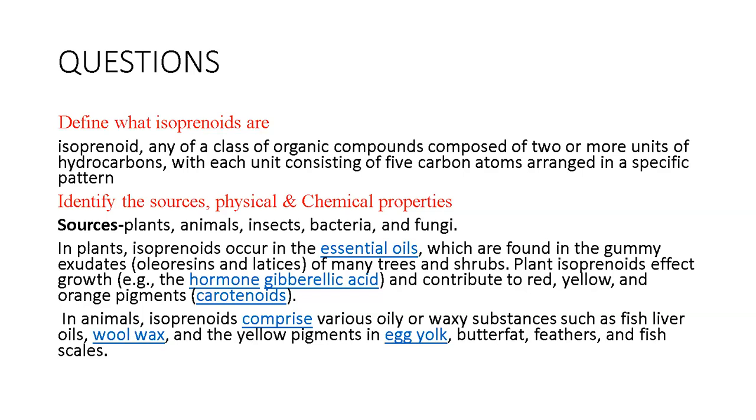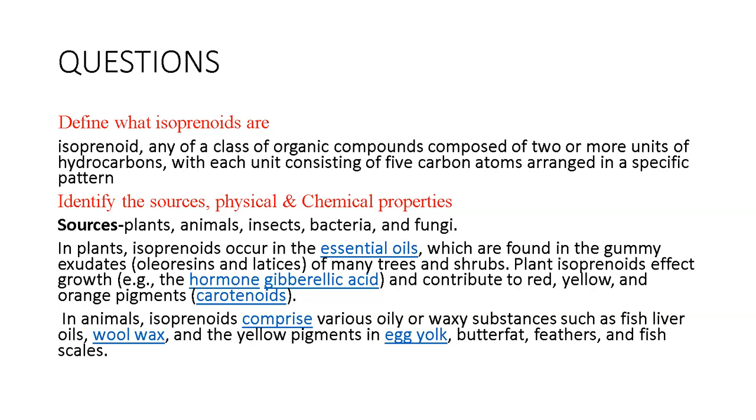For this group, the sources are obviously plants, animals, insects, bacteria, and fungi. Basically any living thing. In plants, they usually occur as essential oils, which generally means that they are volatile, and are found in gummy exudates. They occur as secondary metabolites, so they have an effect on growth in plants, and they contribute most of the red, yellow, or orange pigments. In animals, they comprise various oily or waxy substances, such as fish liver oils, wool wax, and the yellow pigments in egg yolk, butterfat, feathers, and fish scales.